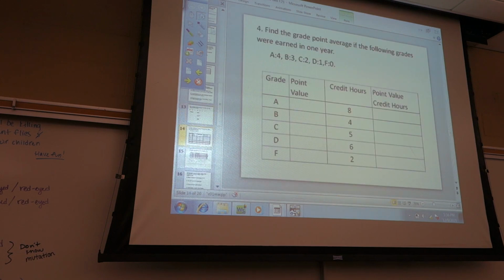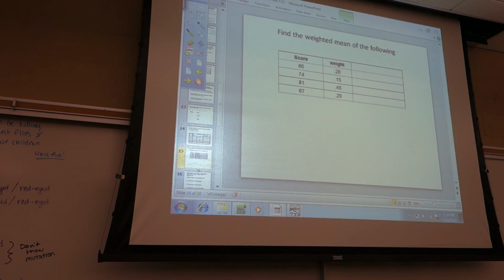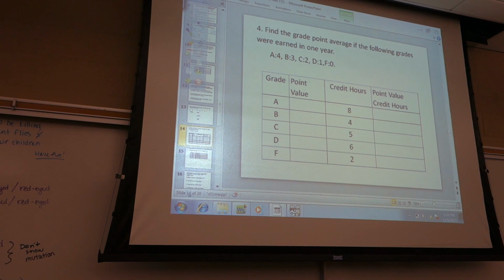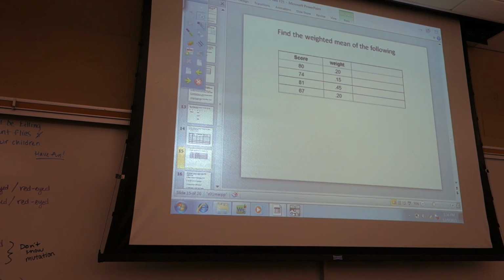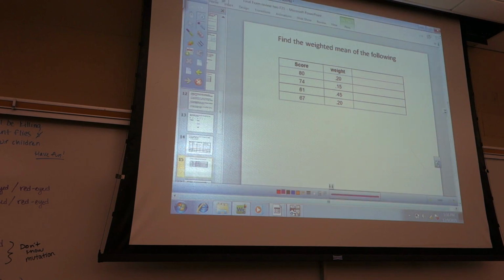What do you feel better about, the GPAs or the weighted mean? It's not the same thing. I feel better about this one. Okay. All right, so do this one, and then when you're done with that one, do the GPA one above it. Are they on the same page? Okay.